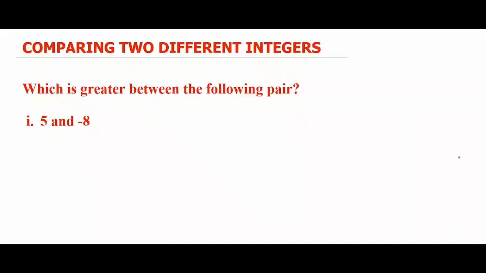Next, we compare two different integers, one positive and one negative. Which one is greater between the following pair? You have 5 and you have -8. This is pretty simple. Anytime you are comparing a positive and a negative integer, the positive integer is always greater.